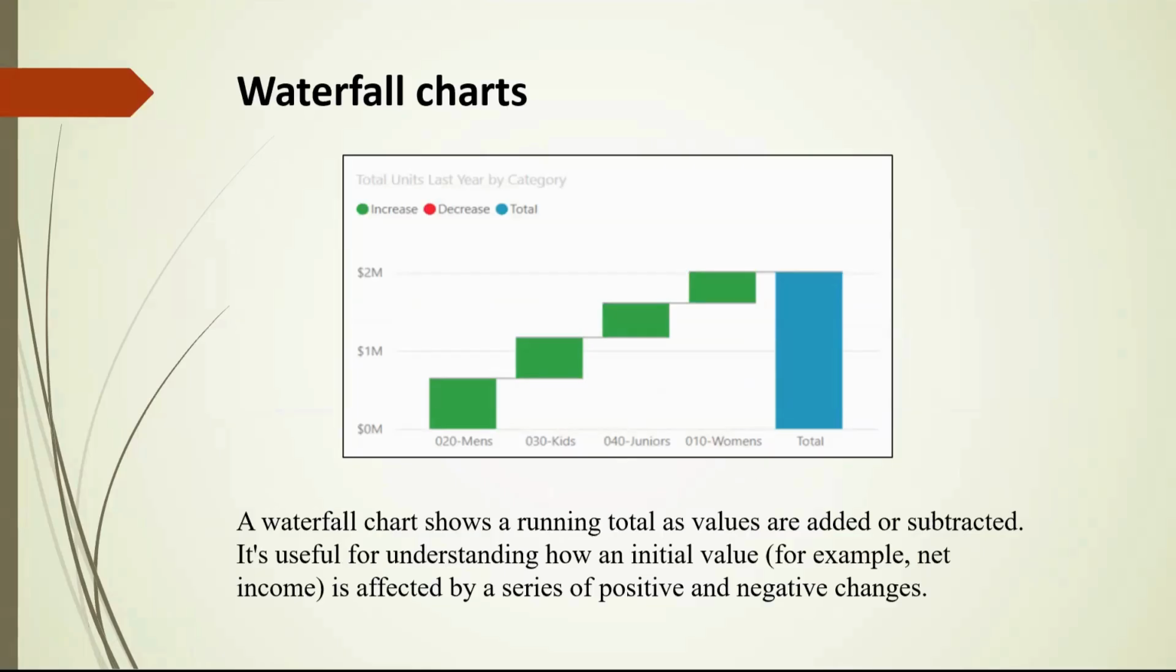The next is waterfall charts, which show how a value changes step by step, like how you go from revenue to net profit. So they break down each increase or decrease. For example, starting from the total sales and subtracting expenses and ending with final profit.